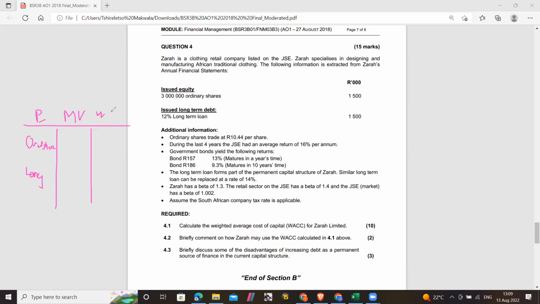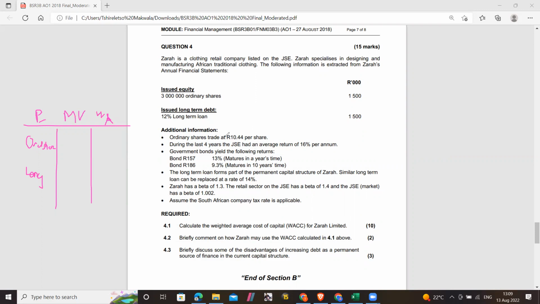Use market values before we can get the weighted average, right? So what's the market value for ordinary shares? So let's get the market value for ordinary shares. They tell us that ordinary shares trade at 10 rand 44, right? So this is its market price. So we're just gonna take this 10 rand 44.